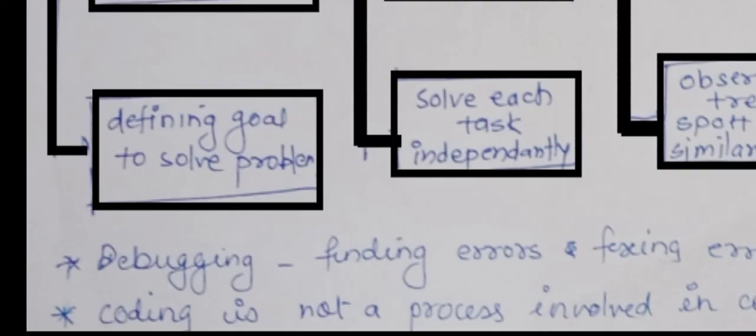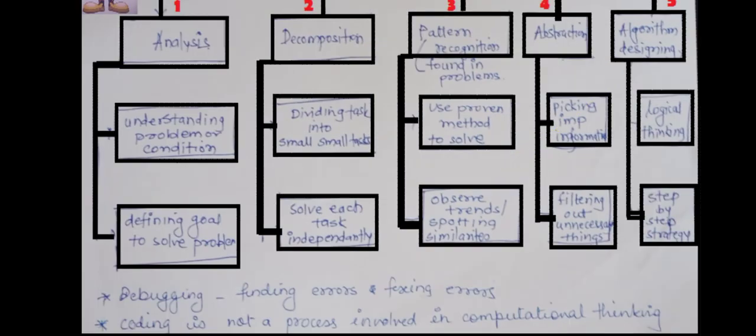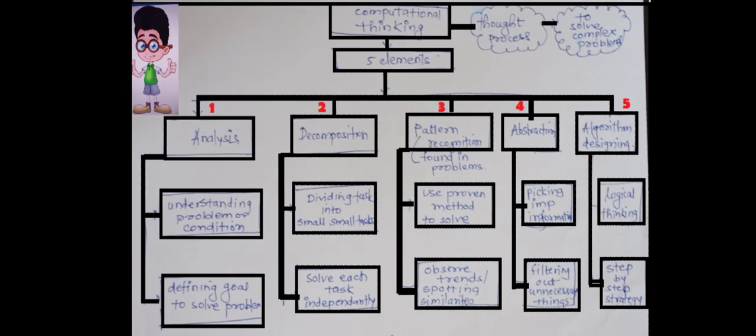So I hope you have understood what computational thinking is, what the need for computational thinking is, what the elements of computational thinking are, what debugging is, and whether coding is a part of computational thinking or not. So with this, I conclude this topic, and I hope you have understood it.